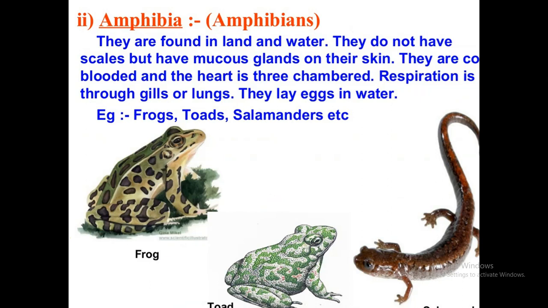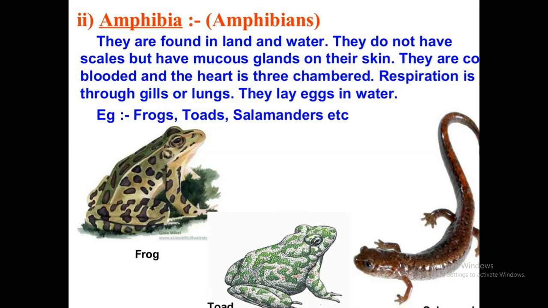Now talking about amphibia. In plants also we talked about amphibians, those were the bryophytes. In the case of amphibia, they are found both on land and in water, and they do not have scales. In pisces, the fishes, we saw there were scales or fins present, but in amphibia the scales are absent and there is a presence of mucus glands on the skin. If you have touched a frog, the frog's skin is very sticky. That is because of the presence of mucus glands on the skin, so that they can live both in water as well as land conditions.